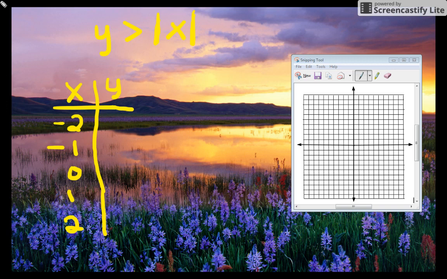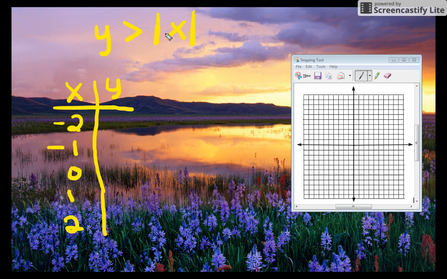Let's first take a look at our parent function of y equals the absolute value of x. And when I say parent function, I just mean the most basic picture of the function that we have. But for our purposes, we're going to use the greater than symbol here since we're dealing with inequalities. So here we have y is greater than the absolute value of x.